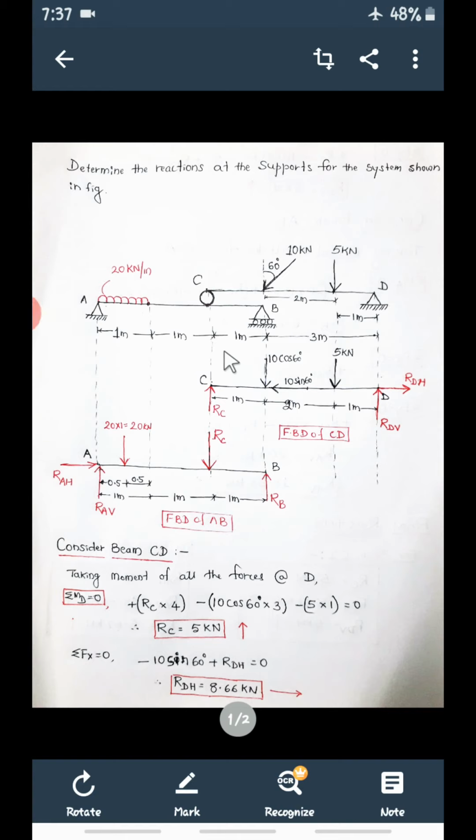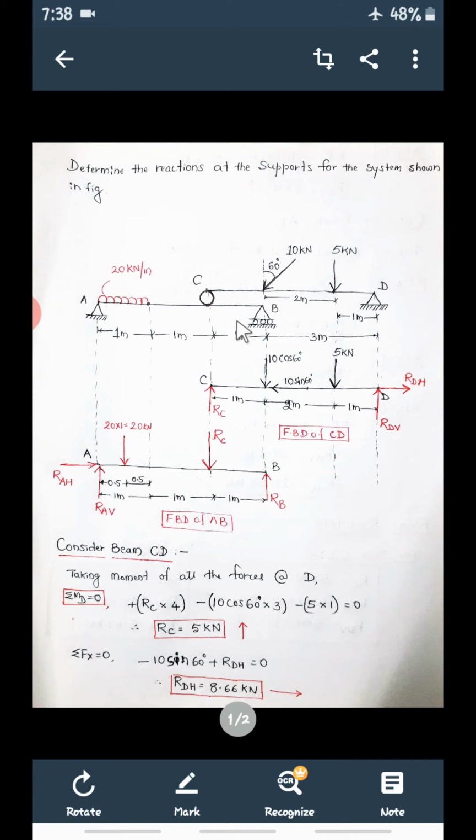I hope we're going to solve the last problem of this chapter, that is finding out the support reactions. So one interesting problem today we're going to solve. The problem is like this: determine the reactions at the supports for the system shown in figure. So observe this problem carefully.